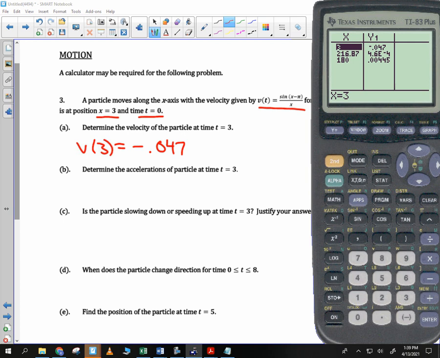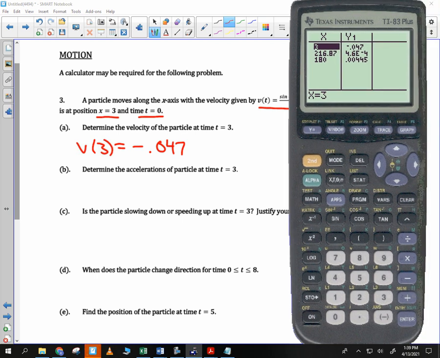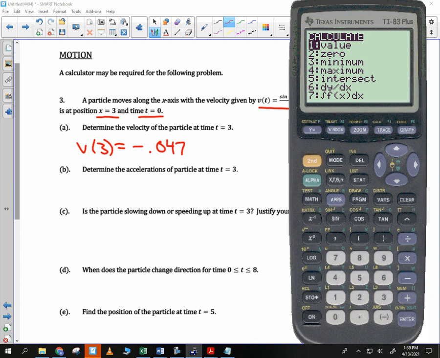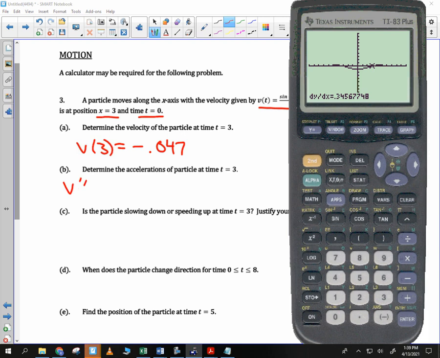Always 3 decimal places. Somebody tell me how I determine acceleration. Derivative. What do I press? So I can calculate number 6. And I get my function, and I want to find the derivative at time 3. So v prime of 3, and I want to be clear that this is what you communicate on the AP exam. You said that in order to determine acceleration, you did v prime of 3, which is equal to then a of 3, which we said is 0.345.